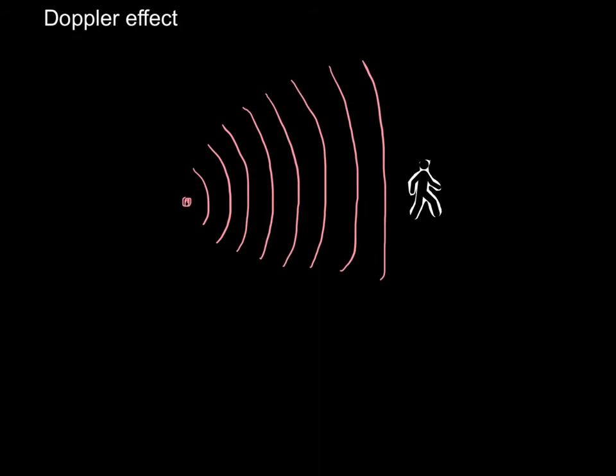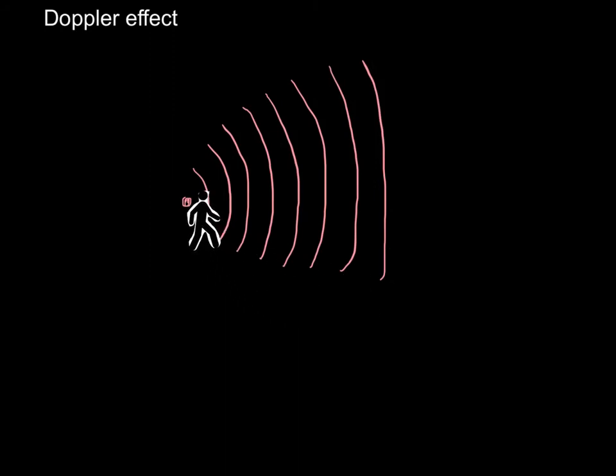So let's take our little person over here, and as this sound is standing still, let's have our person move towards the sound. If our person is moving towards the sound, remember this sound is coming out at sort of regular intervals. But as he's moving towards it, he's going to hit these wave fronts faster than if he were just standing still, right? He's going to encounter them at a more frequent rate. So if he's moving towards that sound, he's actually going to hear an increase in frequency.